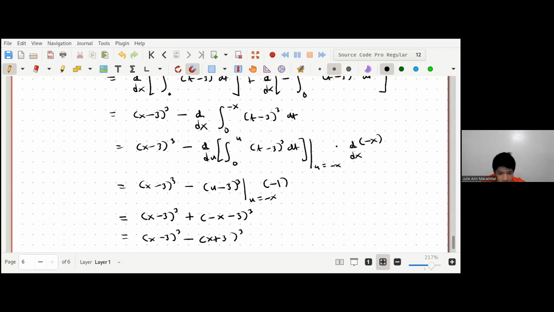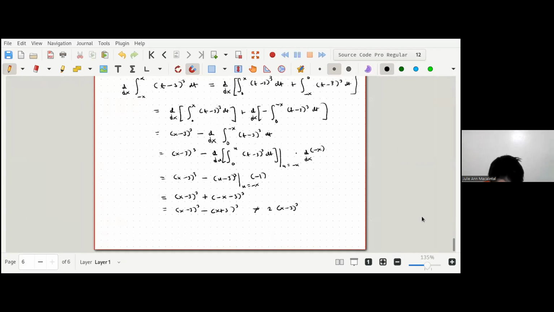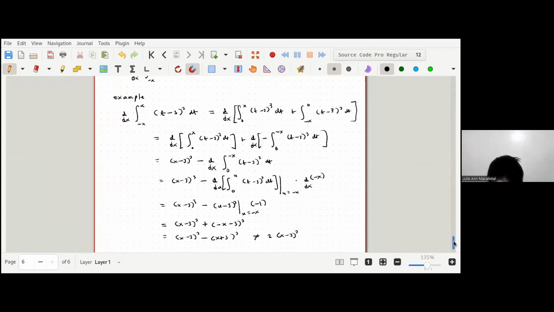So (x minus 3) cubed minus (x plus 3) cubed, that's not twice (x minus 3) cubed. So the intuition that it will become twice that, we can't guarantee. So to be safe, it's always better to expand and then simplify. Okay na?